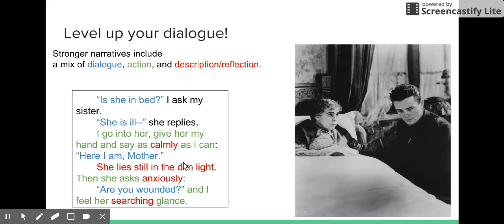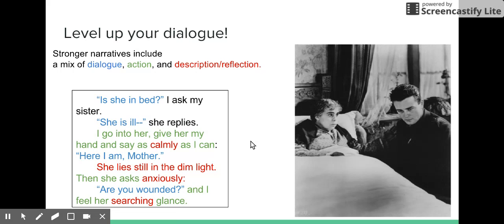And Paul starts by saying, "Is she in bed?" I ask my sister. "She is ill," she replies. I go into her, give her my hand, and say as calmly as I can, "Here I am, mother." She lies still in the dim light. Then she asks anxiously, "Are you wounded?" And I feel her searching glance.